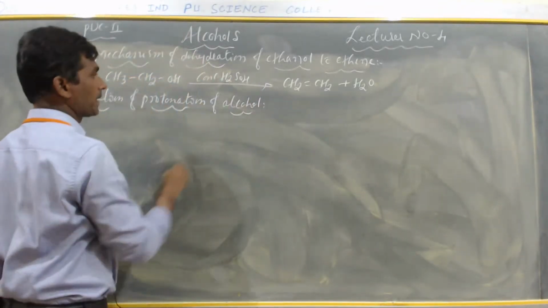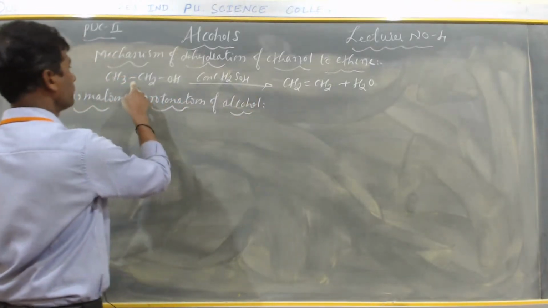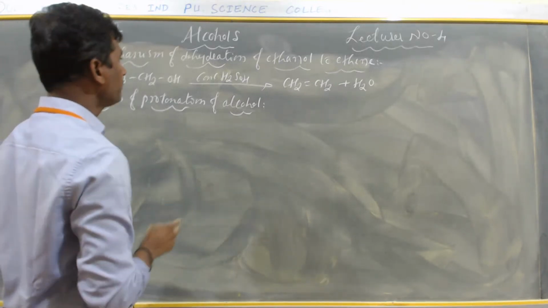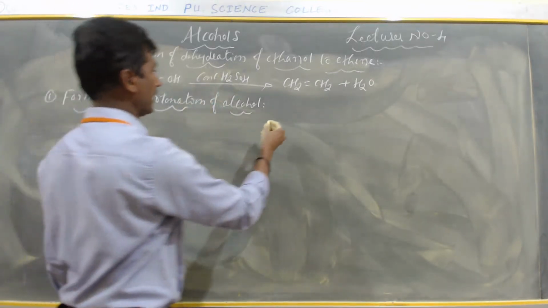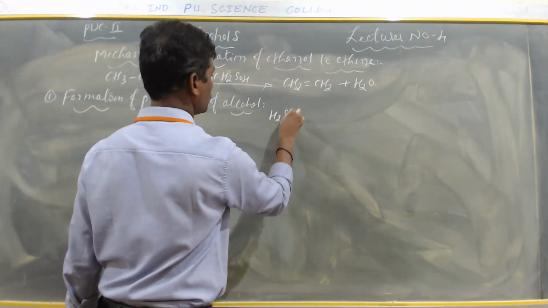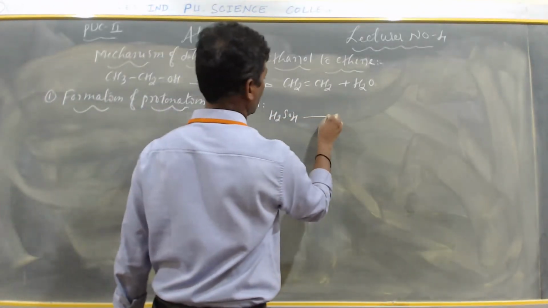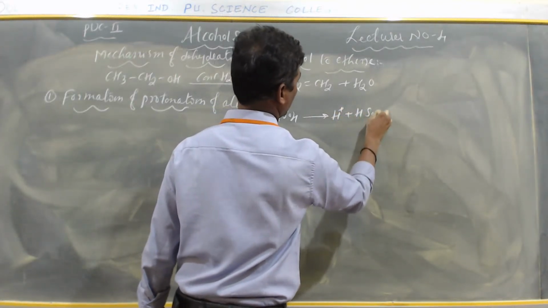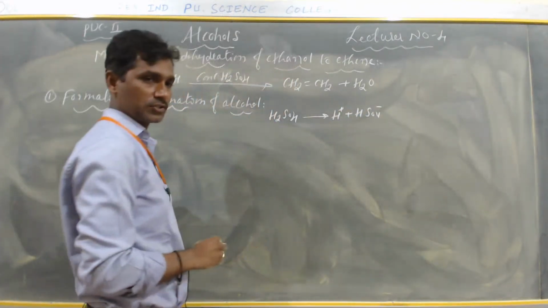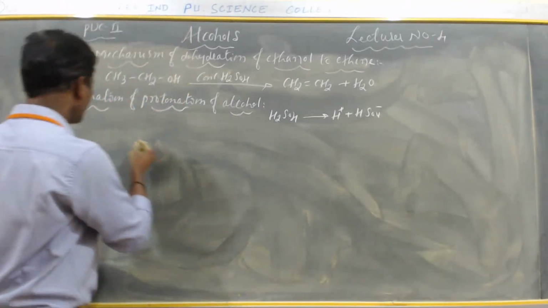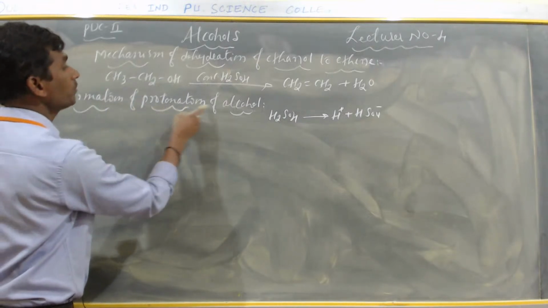What is the first step? In this first step, what happens? This H2SO4 combines with what? So this H2SO4 gives H+ and HSO4-. So here, protonation of alcohol.